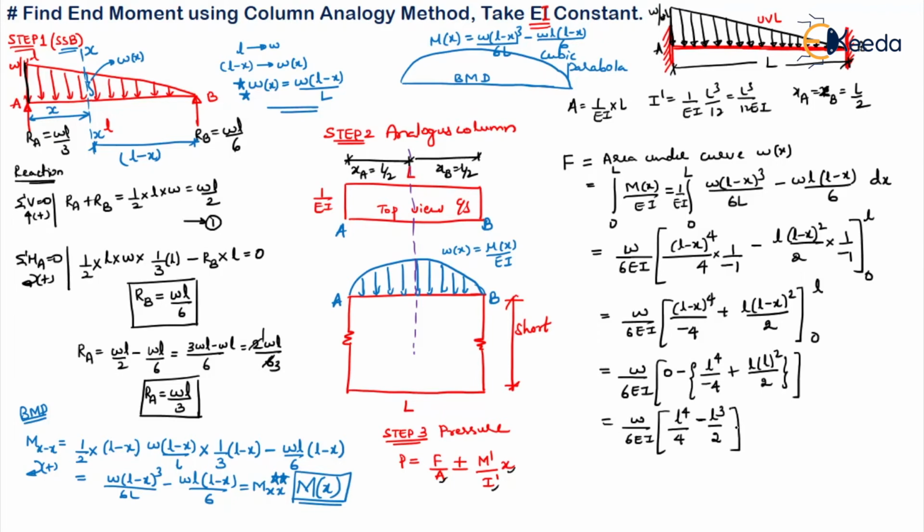Right, did I miss anything? Yes, see here there is one L, right? So that L should come in the denominator. So this L and this will get cancelled and this will become L cube. Right, now simplify it further. What will happen? W by 6EI. What is the LCM here? 4 is the LCM. So it will be L cube minus 2L cube. So that's minus WL cube by 24EI. This is the value of F you have.